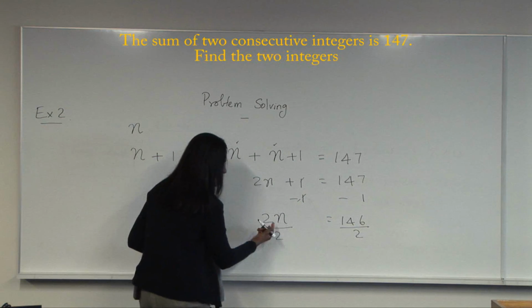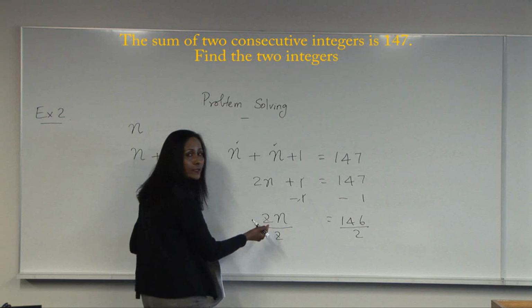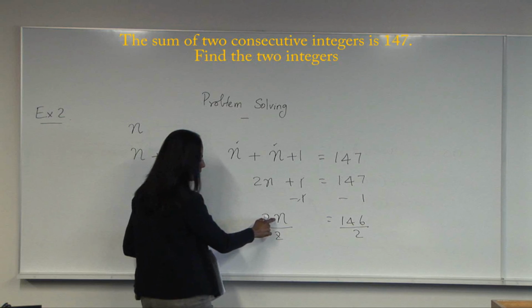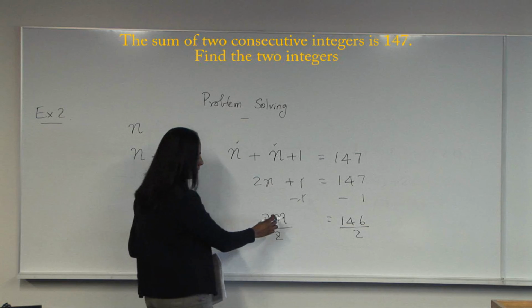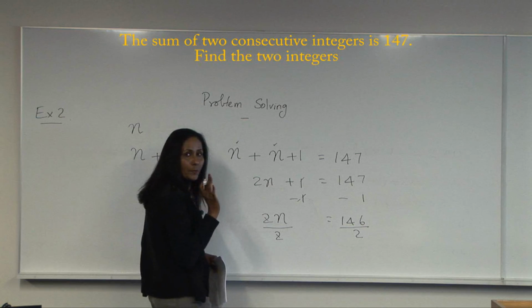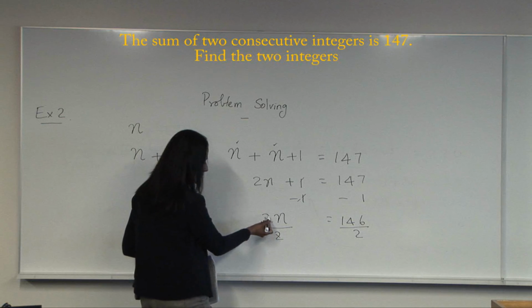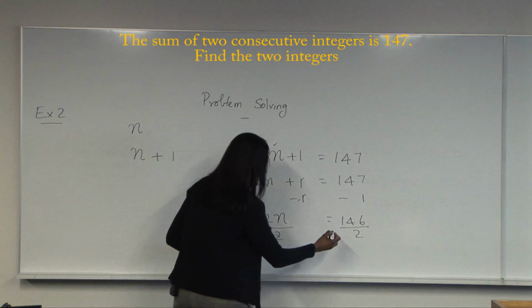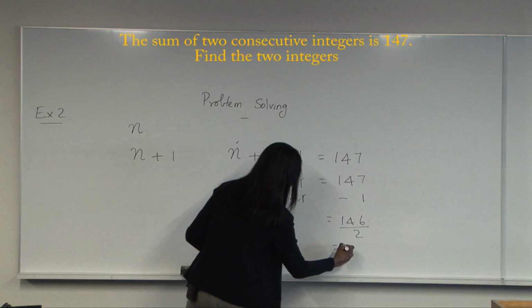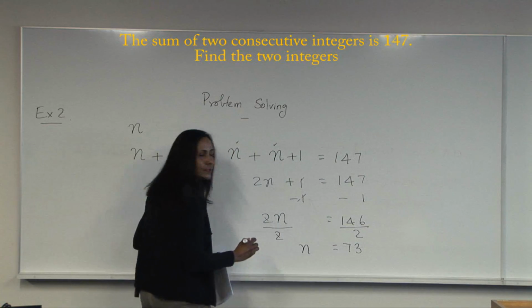So when you divide both sides by 2, 2n over 2, this is just n. We can cancel only if it is a product. That's another thing you have to always remember. If there is an addition or a subtraction in between, you have to stop and think for a second before you do anything else. Only when it's a product we can divide this. So now 2 and 2 cancel out. So here we can divide. This one is 73. So n is equal to 73.